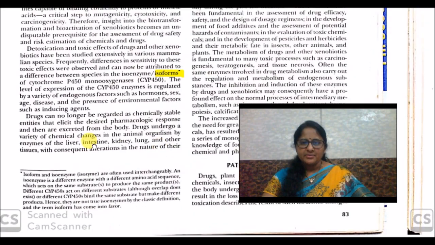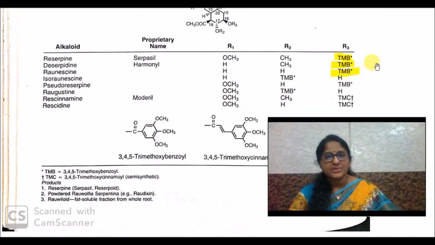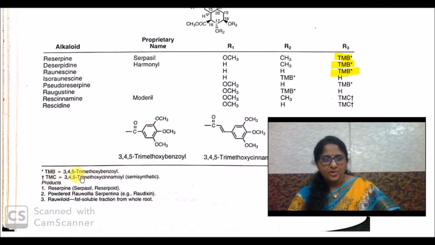And if you see in the next page of the same chapter, you will see star marks after an abbreviation, that is TMB. The cited information is given at the bottom of the same page. So here they have given the full form of this abbreviation, 3,4,5-trimethoxybenzoyl. Here the full form of the abbreviation is given as footnote.